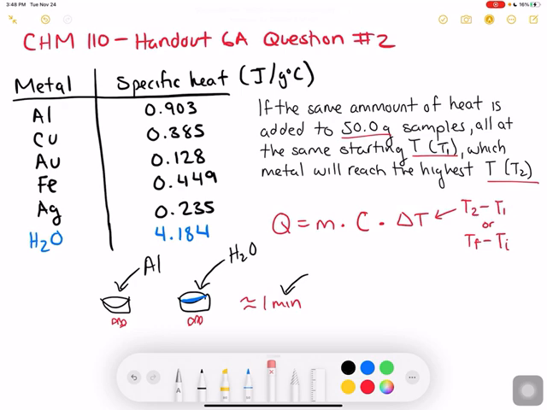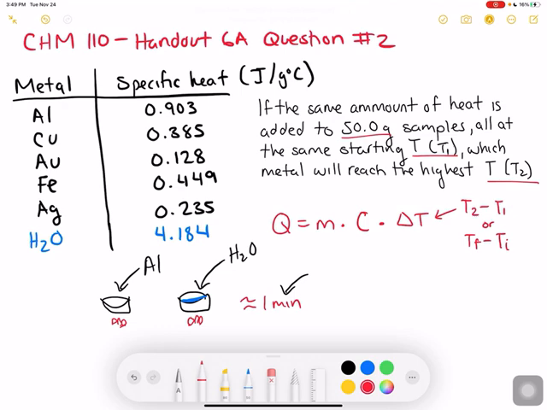That means that you need to have at least 4.184 joules in order to increase the temperature of this water by 1 degree Celsius, right? So the larger the specific heat, it means that you require more heat to warm it up. Okay, more heat per gram in order to increase a degree Celsius. Okay, so by using this relationship, which of those metals is going to be the one that reaches the highest temperature?